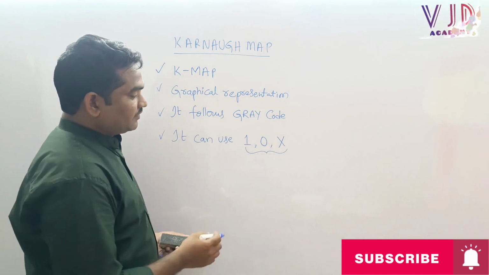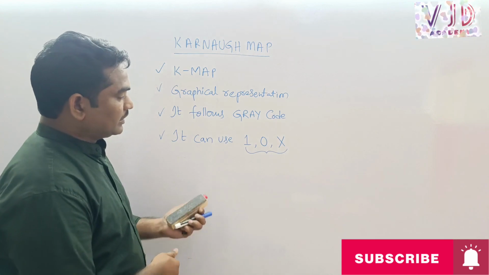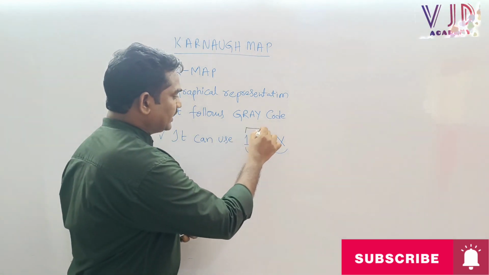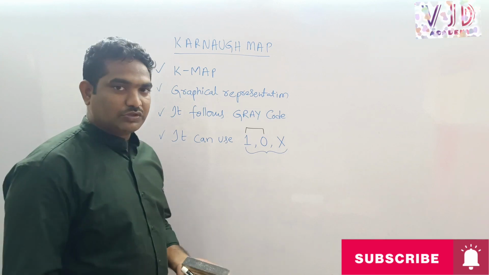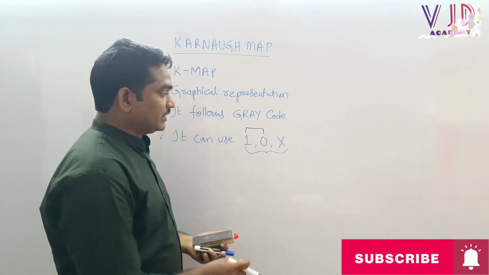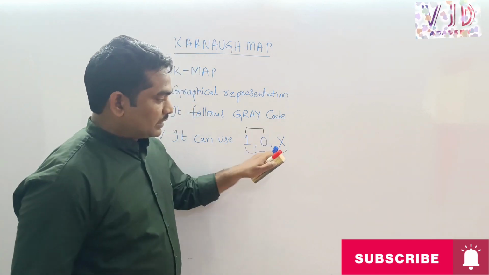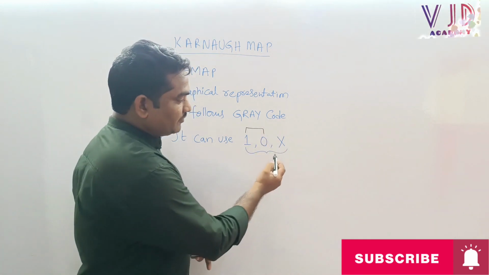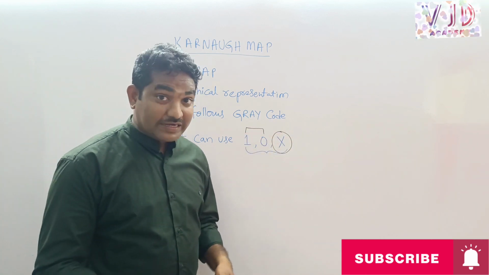Whereas in Boolean algebra, we have seen only two variables, 1 and 0. Two variables we use to minimize a logical expression. Whereas in Karnaugh map, we use one more digit called don't care, or a redundant term.